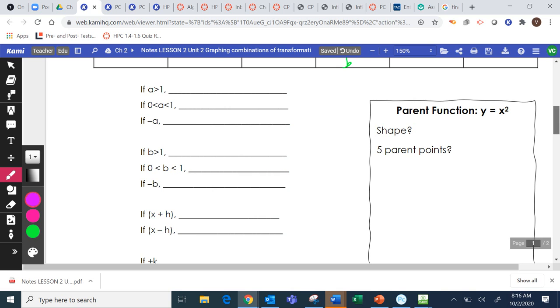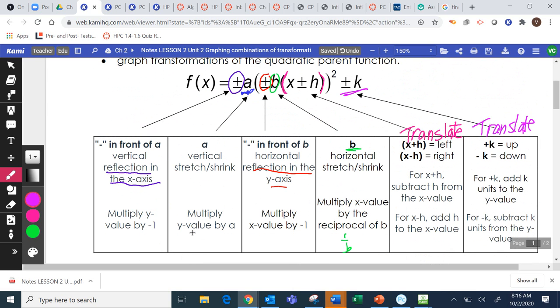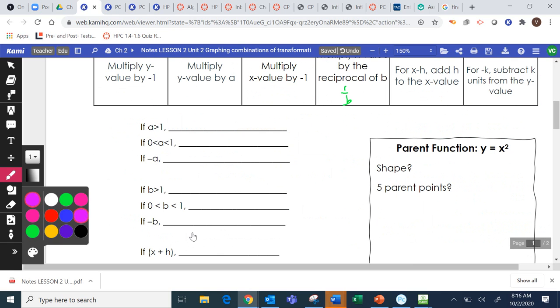If the a value is greater than 1, so here, if this a value is greater than 1, what does that tell us? Corey? Yes, that's what greater than 1 means, but what does that tell us about the stretch or shrink? Amar? It'll be a vertical shrink. No, it'll be a stretch. What will it be, Amar? It's going to be a stretch. If it's bigger than 1, it's going to make it bigger. Stretch.